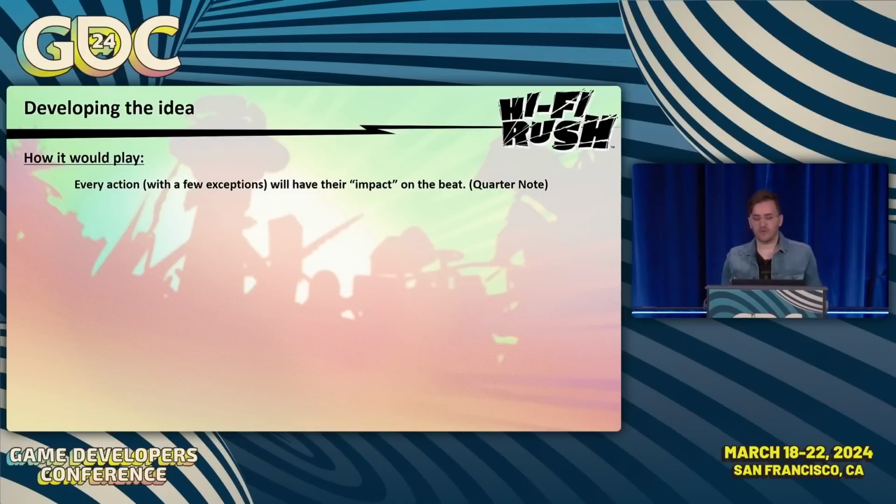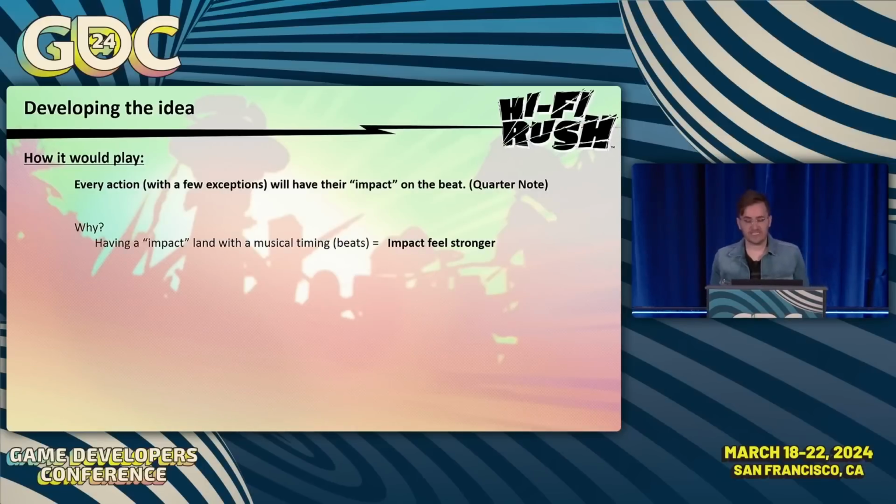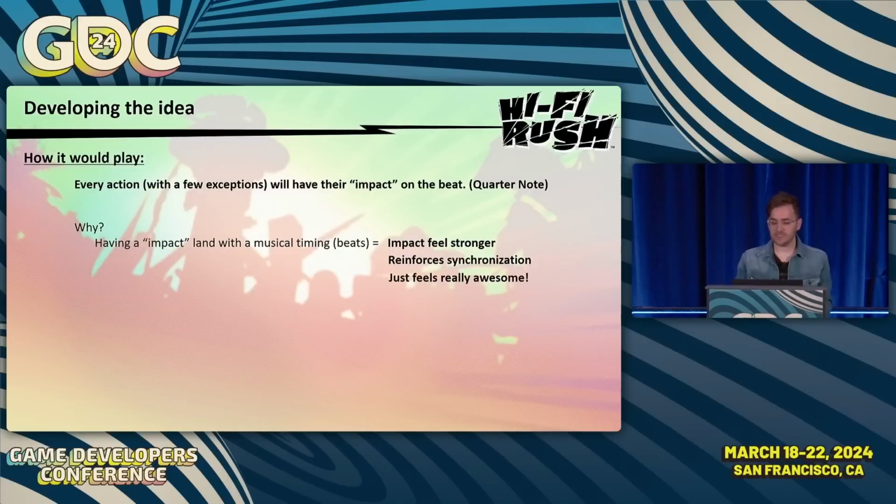Of course, what I imagined rhythm action to be was having gameplay actions synchronize their impact with the music beat. And when I say beat, in musical terms, I mean a quarter note interval. In my mind, this made sense, as having the impact land with the music would make the impact feel stronger. But not only that, having the beat interact with the impact would also reinforce synchronization with the music. And honestly, I just thought this would feel really good in general.